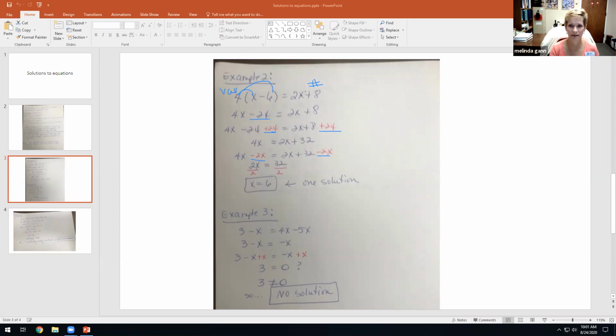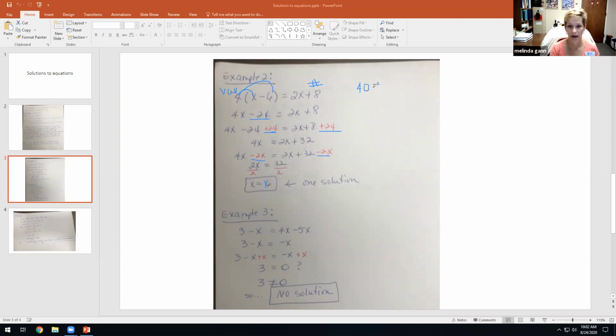But this side won't be 0, so I know I've made a mistake, so I go back and double check. Wait a minute, 32 divided by 2 isn't 6, it's 16. And if you do 16 minus 6, isn't that 10? And 4 times 10 is 40.